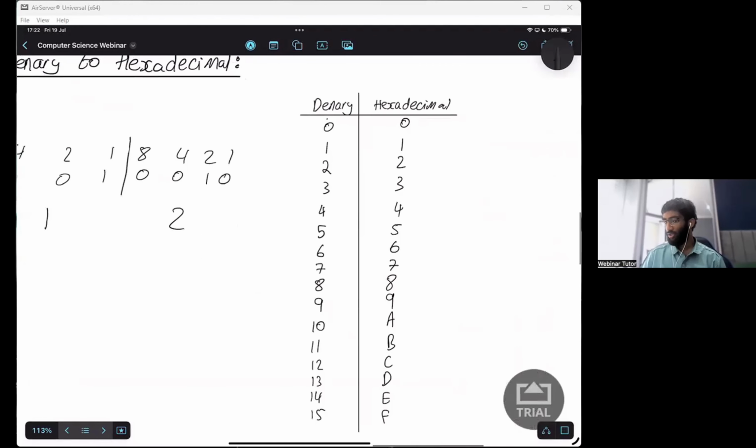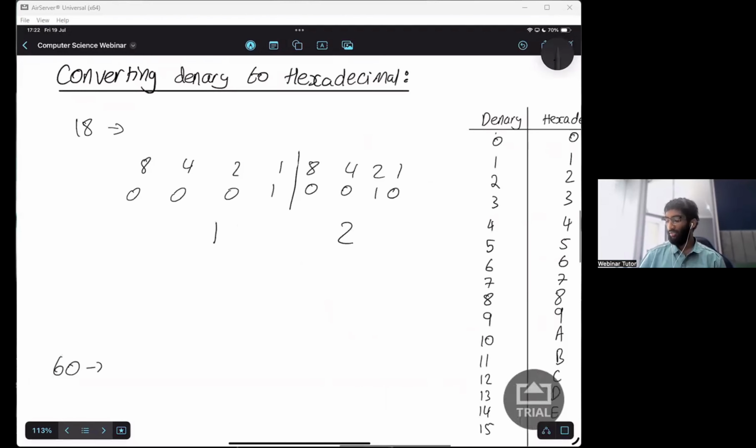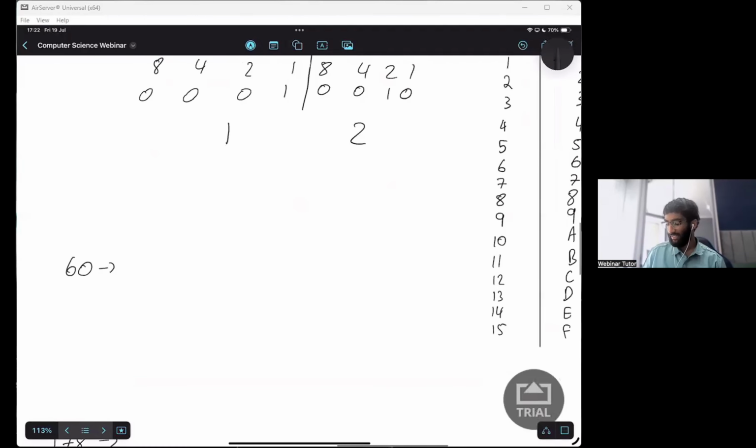Now we're going to move over to the table here, and we're going to see denary 1 and 2 are exactly the same in hexadecimal, 1 and 2. So we're going to come over here, and the hexadecimal of the denary number 18 is just 1, 2. Now be careful not to say 12, because it's not 12. It's two separate symbols, 1 and 2. We're going to do the same with 60 over here.